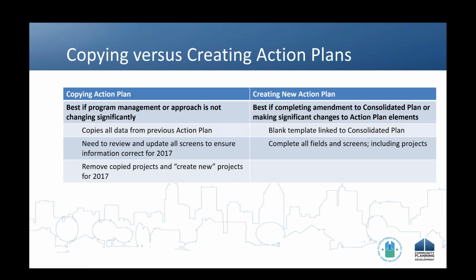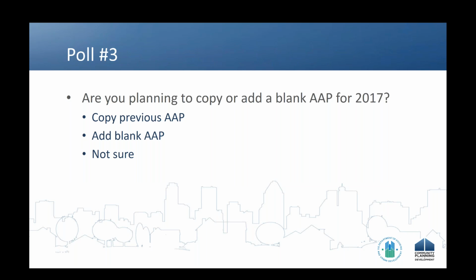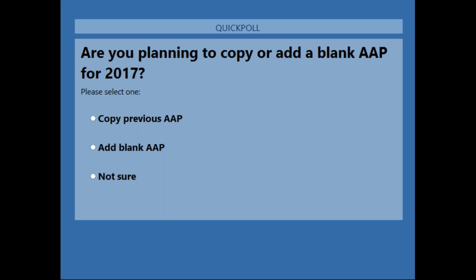So with that being said, and you all may have already done this, John will turn to another poll question. The poll question is, are you planning to copy or add a blank action plan for 2017? Will you create a copy and work off of that copy, or will you be adding a new blank action plan and adding all that content into the system? We'll give everyone just a few more seconds to respond. Okay, let's go ahead and close that poll and share the results.